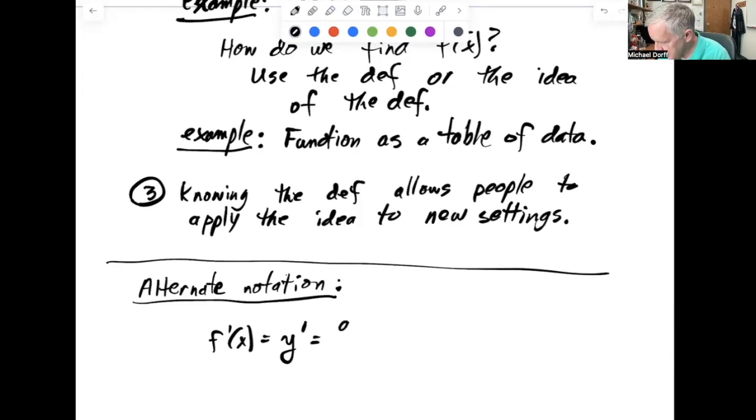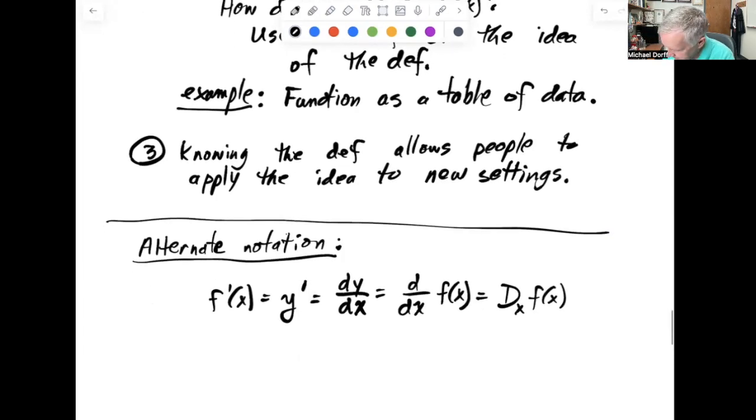Another way that we'll talk about it is to represent it as dy dx. So we're taking the derivative of y with respect to x. Another way that you will see in other disciplines is d dx of f of x. And we will talk a little bit about that. And then a final way that I've seen it sometimes is capital D sub x of f of x. All of these represent the derivative.